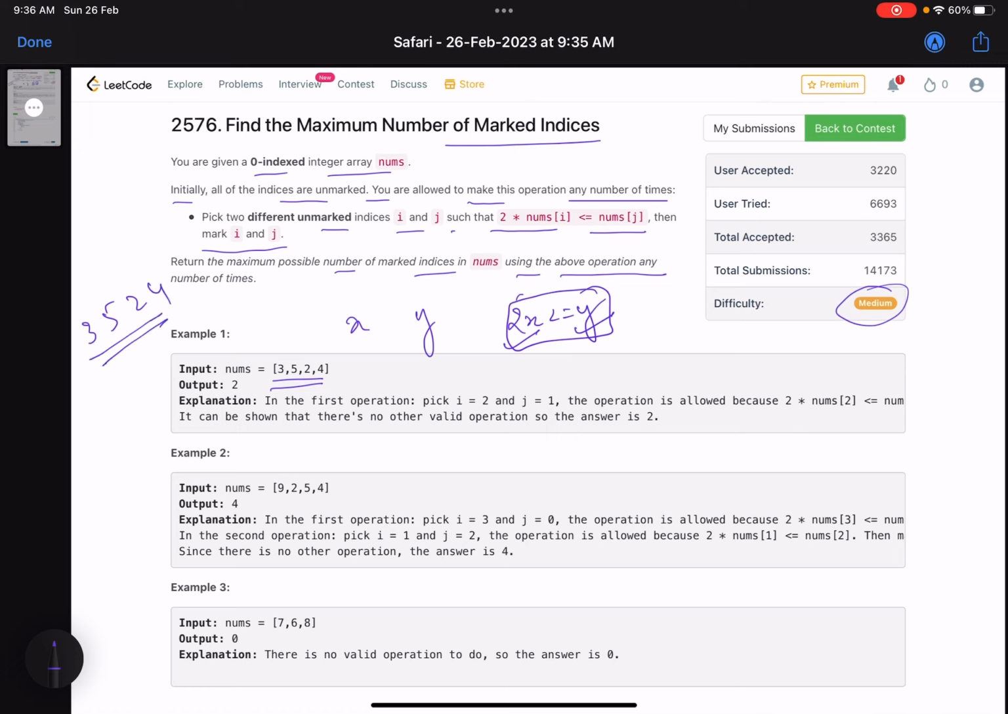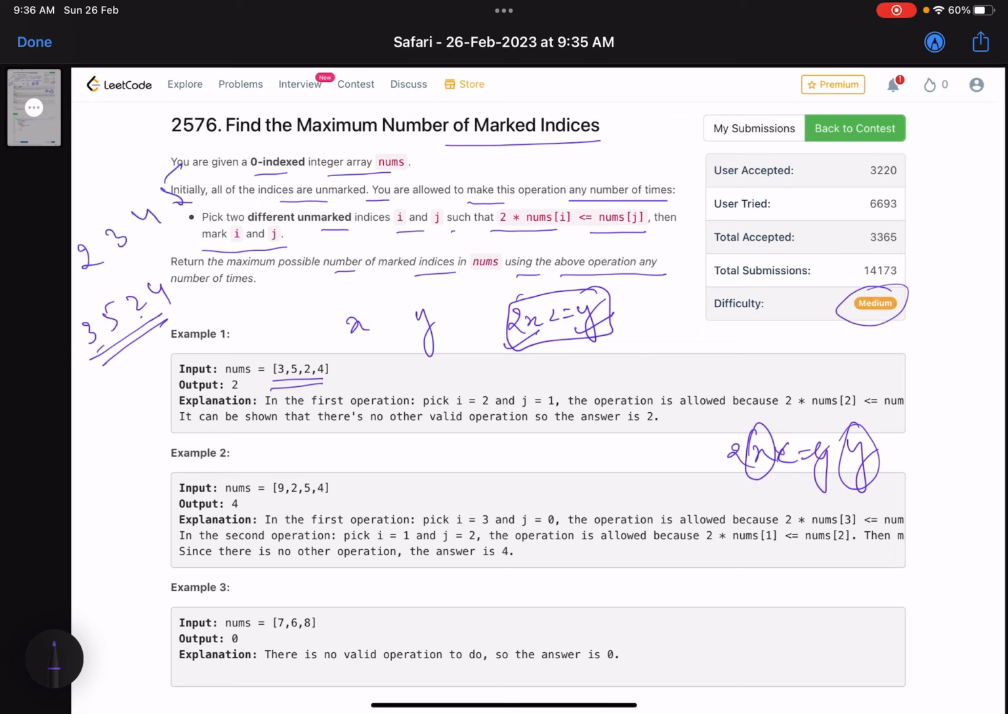If I sort this, why am I sorting it? The observation is simple. Obviously the smaller element will be on the left hand side, so I have two elements x and y, where I want 2 times x to be less than or equal to y. So you sort it, and I get 2, 3, 4 and 5.